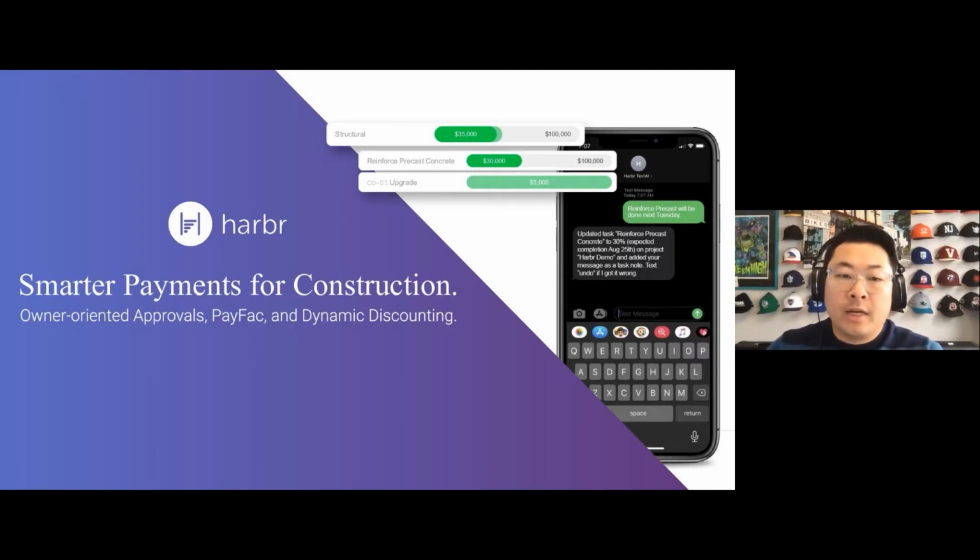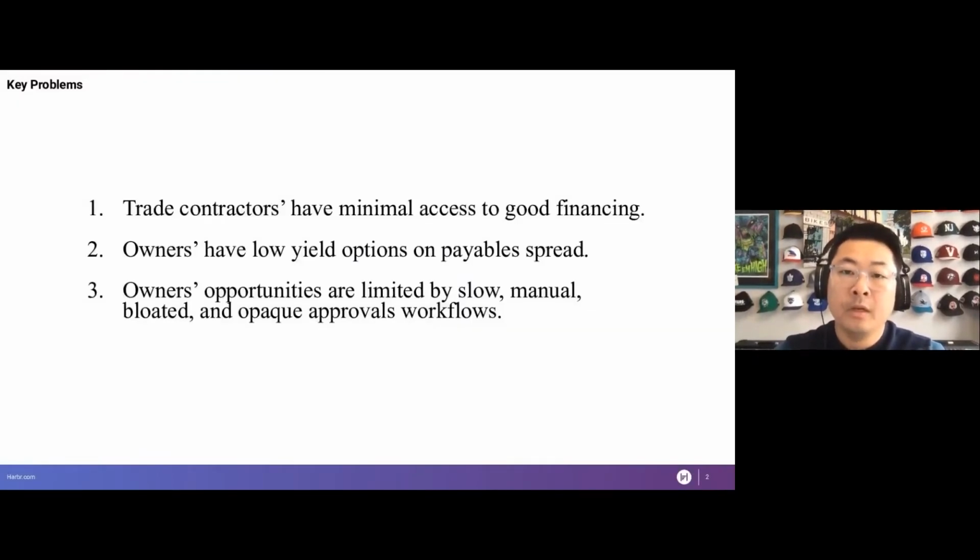And with real-time site data matched to work on a schedule, we can help solve very important problems like approvals, payments, and invoice discounting. So Harbr looks at key problems around financing and revenue opportunities in payables. So currently trades have very poor access to good short-term financing. Owners, whether debt or balance sheet, have very low yield options on 30-day payable spreads. And of course, owners are losing huge opportunities in top-line revenue generation because of archaic approvals processes.